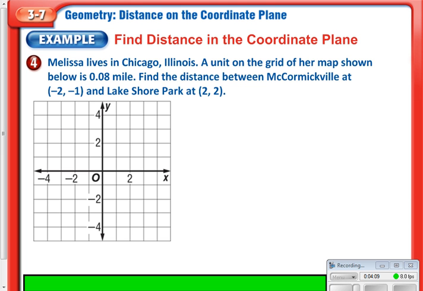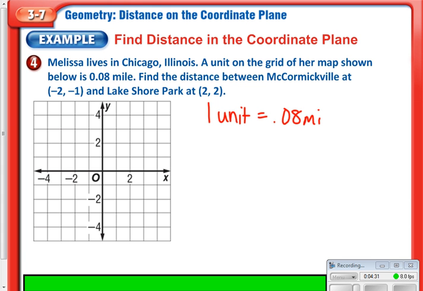Example 4 gives you more of a realistic example in relationship to a map. So if you actually had a coordinate plane on a map, you could figure this out to use distance. Here would be our example. Melissa lives in Chicago, Illinois. A unit on the graph, or on the grid of her map shown, is 0.08 miles. So 1 unit, and I like to write this out, equals 0.08 miles.